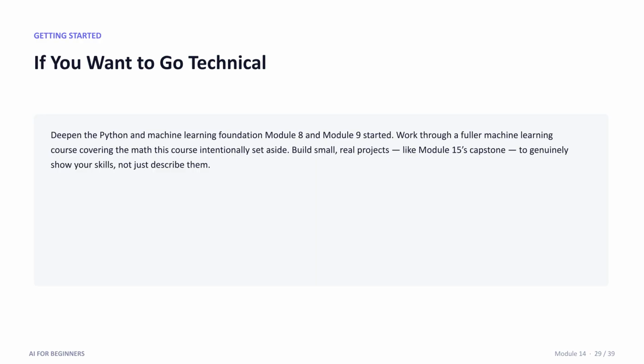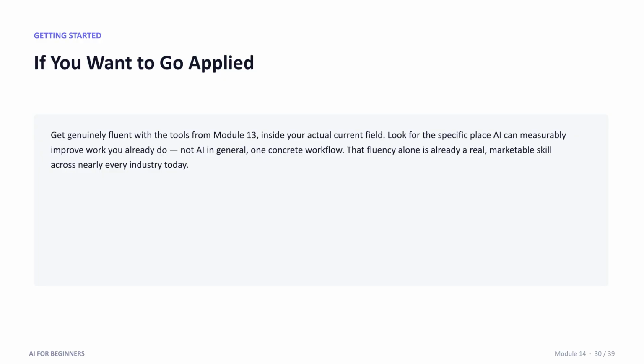Pursue more advanced coursework in mathematics, and focus on building real-world projects to demonstrate your abilities beyond simple descriptions. If you prefer an applied path, focus on becoming fluent with AI tools within your current industry. Identify a specific, concrete workflow you can improve. This kind of specialized fluency is a highly marketable skill across nearly every profession today.